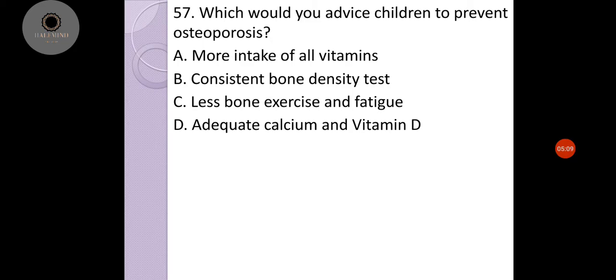Number 57. Which would you advise children to prevent osteoporosis? So ano yung osteoporosis? Yung pagkakuba and then yung sakit niyan sa buto or in the bones. So alam natin to, high school lang tayo tsaka elementary, we know already that adequate calcium and vitamin D strengthens our bones.